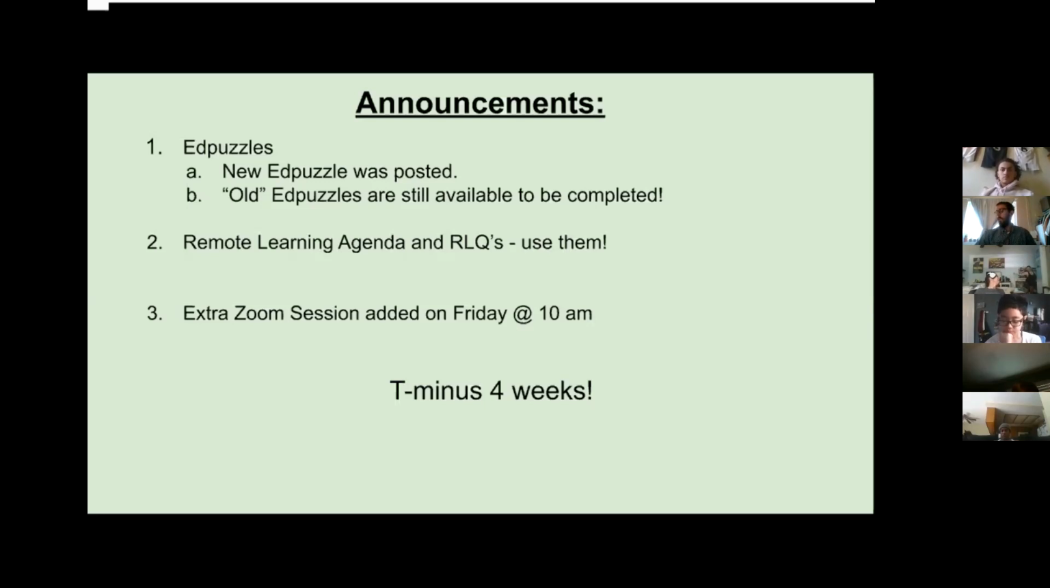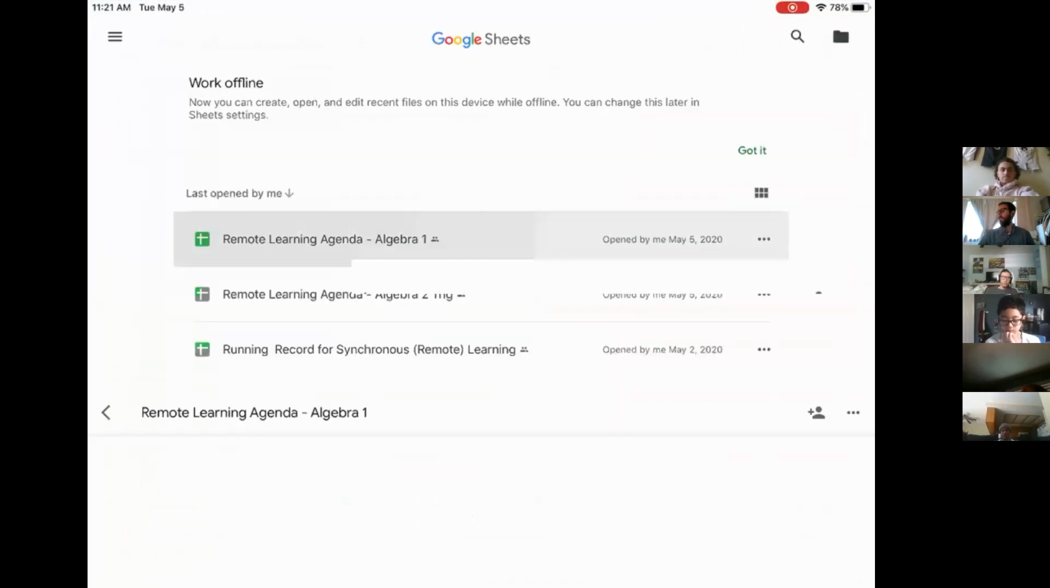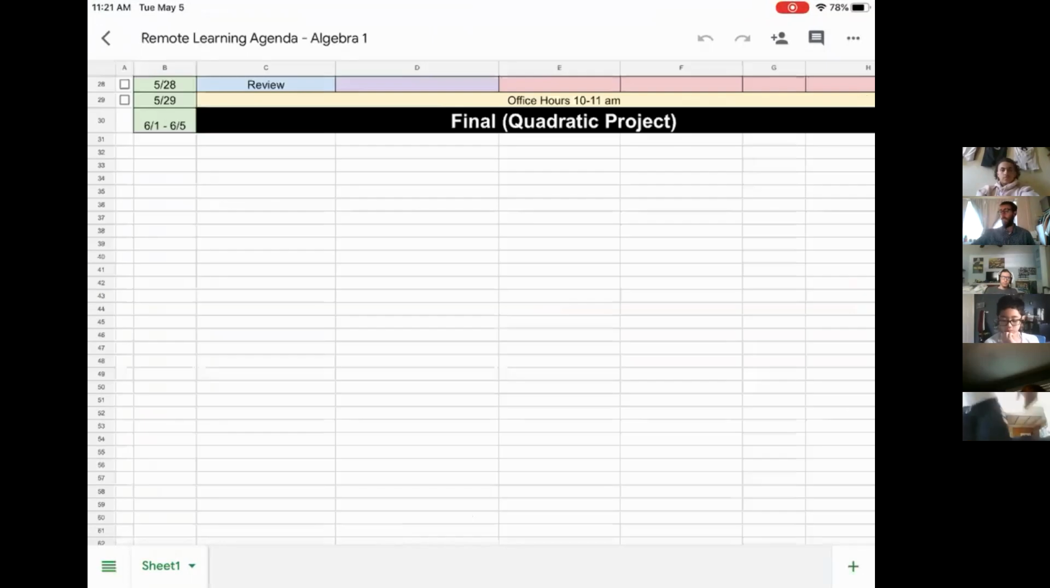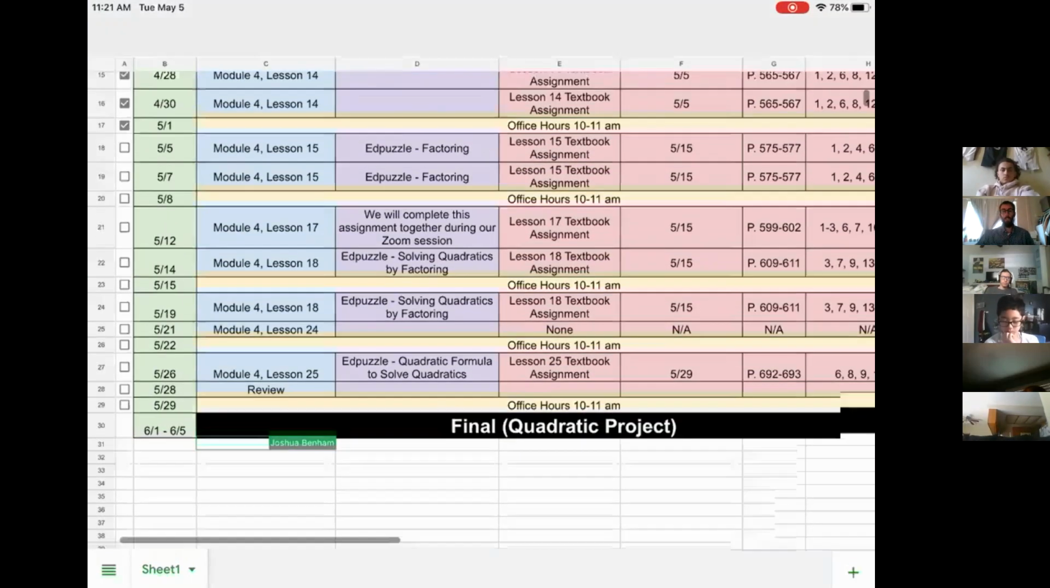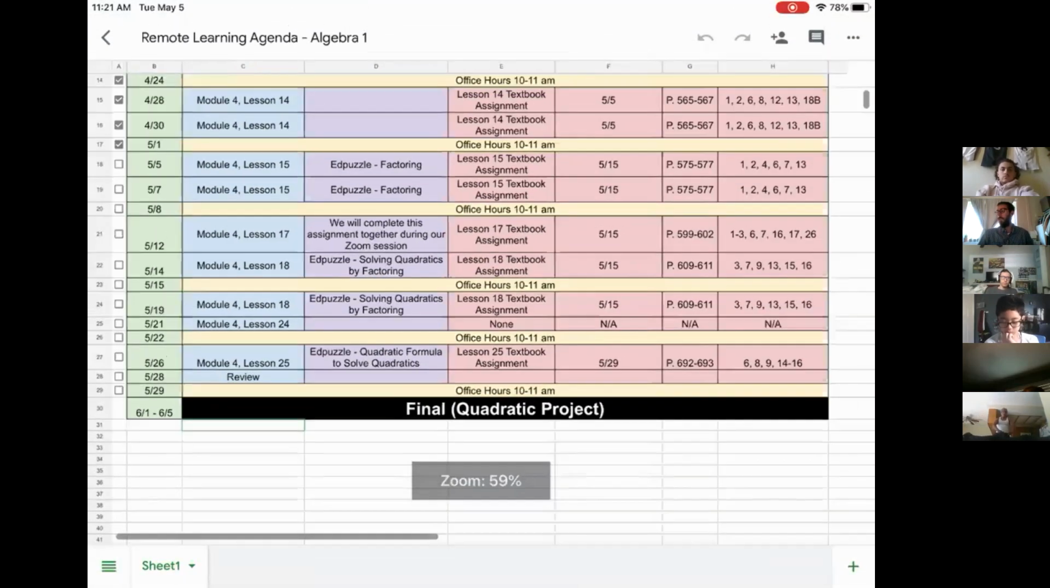Remote learning agenda, RLQs, keep using them. Notice that those are posted in basically every single post I put on the classroom. Because of the way the stream is set up, I don't have control over how the posts are arranged other than the newest post being up top. So I try to include these RLQs in the remote learning agenda every single post. The remote learning agenda is this thing right here. I mention it on pretty much every session, so if you've been in classes for the last month, you've probably seen this a ton.